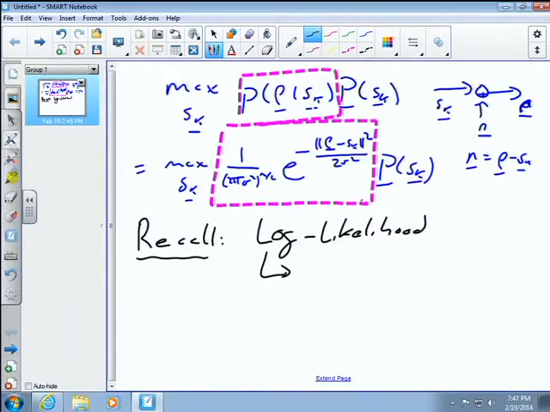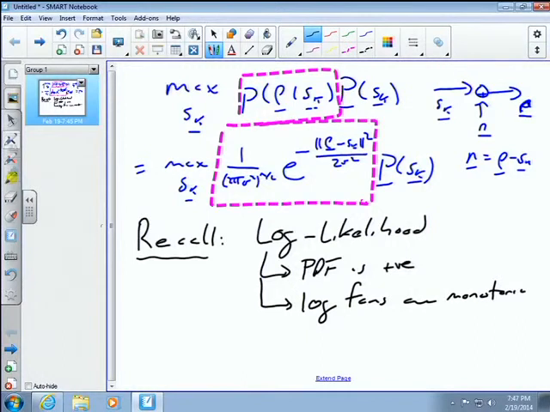Because the PDF is positive valued, we won't run into any nasty issues with logs of negative values. Second, log functions are monotonic, which means that there's a one-to-one mapping. Okay? So if we have this sort of setup, what do we do now?